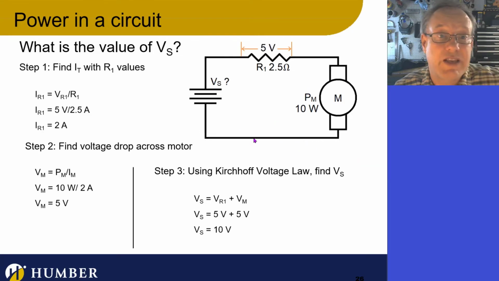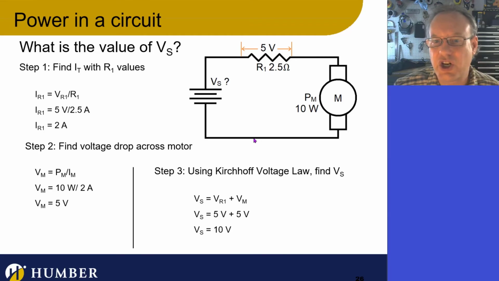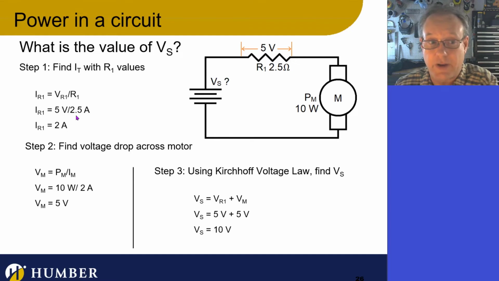Okay, good. Another example, a very similar example with the exact same circuit. But in this case, I know the voltage drop across R1, and I know the power through the motor, and I am looking for Vs again. So in this case, I need to calculate the current. I'm going to calculate the current through R1. And in this case, I know the current through R1 is also going to be the current through the motor.